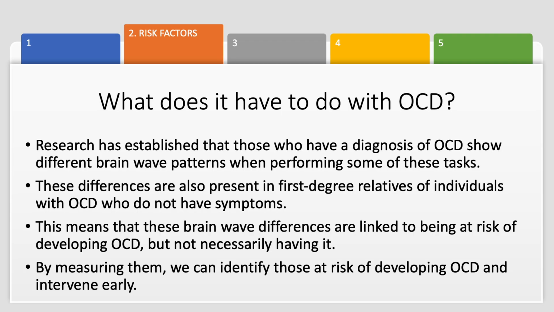But what does it have to do with OCD? Okay, very interesting, but what can we learn from it? Well, we do know that people with a diagnosis of OCD will show different brainwave patterns than those who do not when performing some of these tasks, like that go right or left task. And those differences are also present in first-degree relatives, like the families that are here, who do not have the symptoms. So we know that you can have those differences and not necessarily have the disorder.